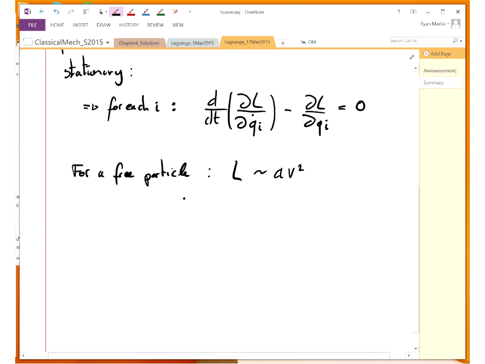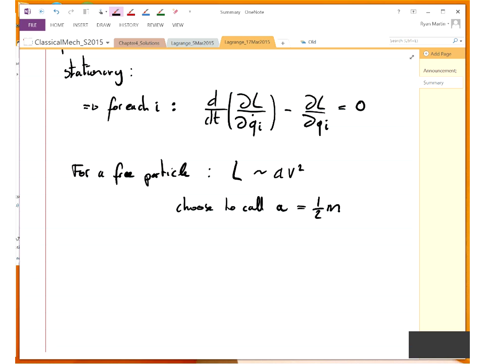And so then we choose to call A a half m, because we know that when we take a bunch of derivatives, this 2 and the v squared will cancel the half. And then the fundamental constant that describes that particle we've relabeled from A to m. And so of course we identify that with the mass of the particle. And so the Lagrangian L looks like a half m v squared, the familiar kinetic energy. But that's by observation.